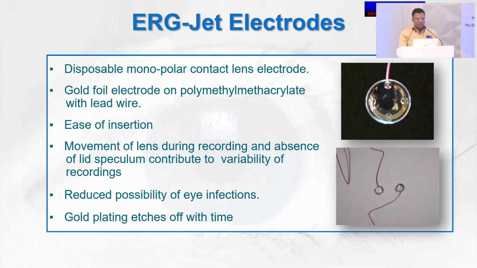Now coming to some specific types of electrode. The first is the Jet electrodes, ERG Jet electrodes. These are disposable monopolar contact lens electrodes, gold foil electrode or polymethylmethacrylate with lead wires. It has an ease of insertion. However, movement of the lens during recording and absence of a lid speculum can contribute to variability of the recording. It reduces the possibility of eye infection. The disadvantage is the gold plate etches off with time.